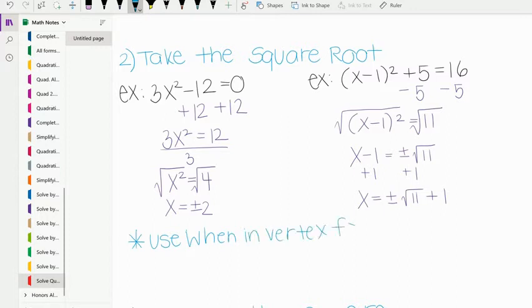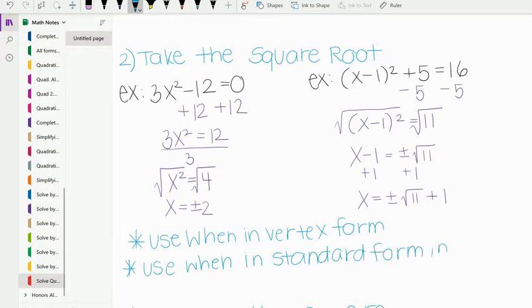The other time that you would want to use it is when it's in standard form, but there is no b value. So remember, standard form is ax squared plus bx plus c. So there's no middle term. So again, ax squared plus bx plus c. So we're missing that term, so we're able to solve it by taking the square root.